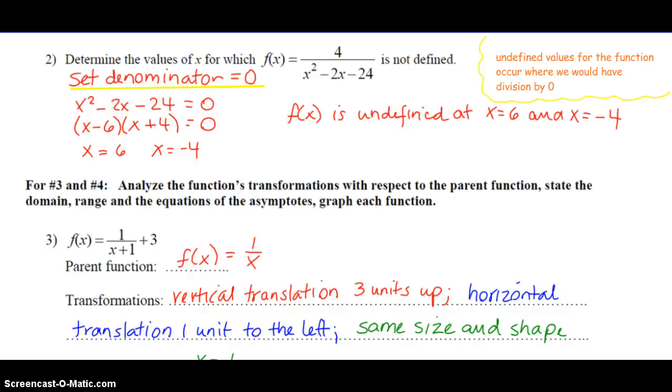If you try this on your graphing calculator, you would need to make sure to put parentheses around the denominator, so it would be 4 over and then the polynomial x squared minus 2x minus 24, and you'll see that you have 2 asymptotes on that function.